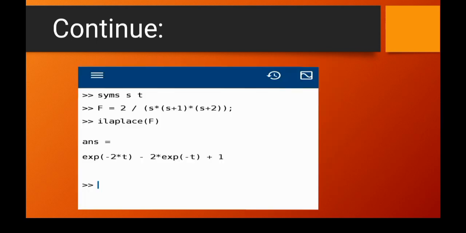We can also plot that function in MATLAB. First we have to define the variables, which are s and t, and we define the value of f, and after taking the inverse Laplace transform we get the same function as we calculated by hand.